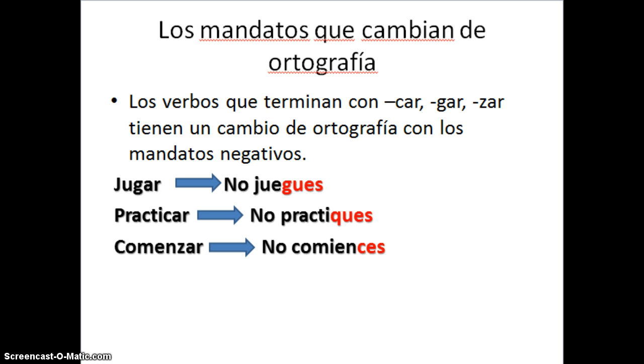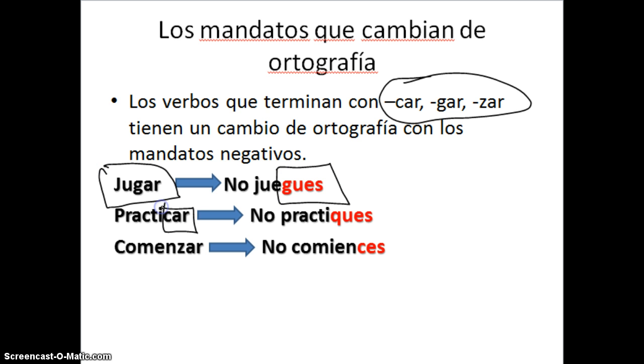Let's keep going. Alright, so now let's go over kind of our irregulars. So the first type of irregular are the ones that change spelling. But these ones, if you remember, the gar, car, zar verbs also change in the yo form of the preterite. So it's pretty easy to remember. So we have jugar, changes to juegues, practicar, changes to practiques, and comenzar, changes to comiences. Remember that we changed it to the yo form first, so comienzo is the yo form of comenzar, and then we changed the ending to the es, and in order to make it sound like we want, we have to change it to ces.